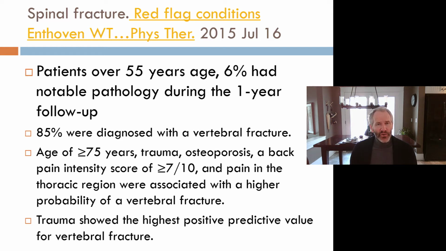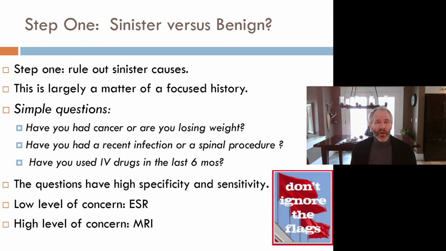So the first step when you see your clinician is: is my back pain caused by something sinister, or is it caused by something benign? And that's basically a history is all that's required. I ask you some simple questions. Have you had cancer? Are you losing weight? Have you had a recent infection? Have you had a recent spinal procedure? Have you used intravenous drugs in the previous 6 months? Very sensitive questions. So this is primarily a matter of history.